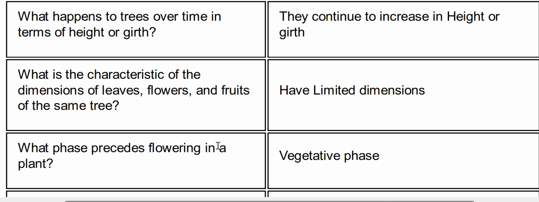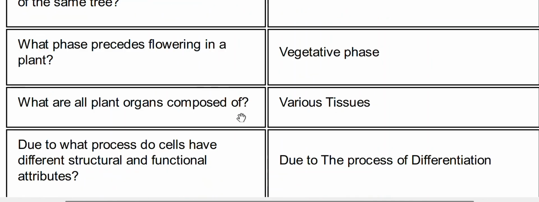What happens to the tree over time in terms of height or width? As far as a tree is concerned, there is continuous growth, increase in height or increase in width. Generally, what comes after flowering? Vegetative phase.